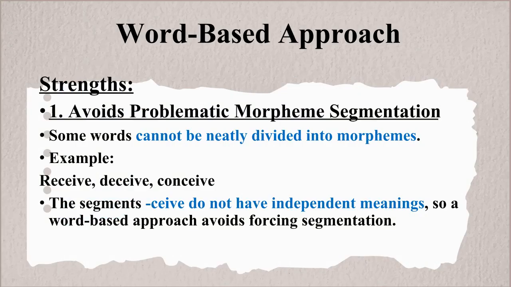Now we will discuss the strengths of word-based morphology. One strength of the word-based approach is that it avoids problematic morpheme segmentation. Some words cannot be clearly or meaningfully divided into smaller morphemes. For example, words such as receive, deceive, and conceive contain the segment "ceive," which does not occur independently with a clear meaning. The word-based approach therefore avoids forcing unnecessary segmentation and instead treats these forms as whole words.